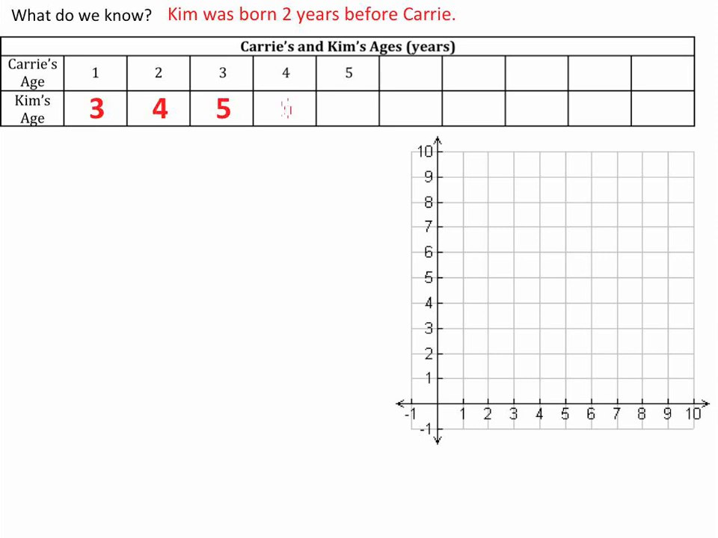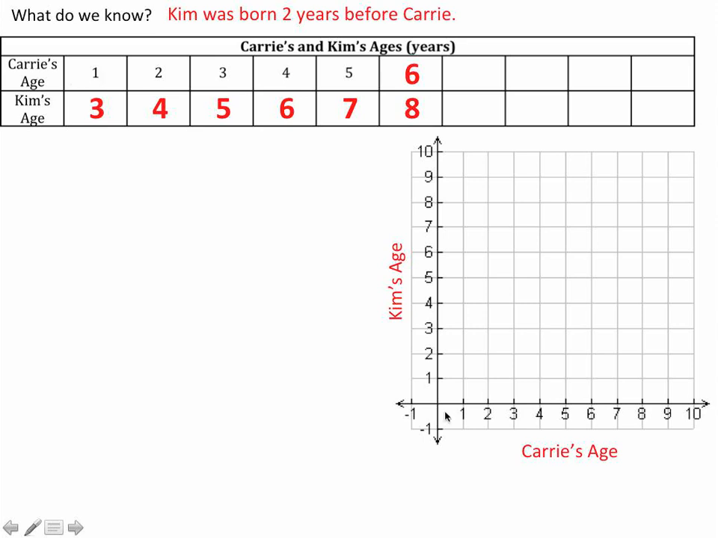So here's my table again. Now we're just going to take those points and plot them on a grid. I'm going to put Carrie's age on the x-axis down below. I'm going to put Kim's age on the y-axis along that vertical axis. Make sure you label your axes. So Carrie's age, Kim's age, and then all I'm going to do is take these points and put them on there.